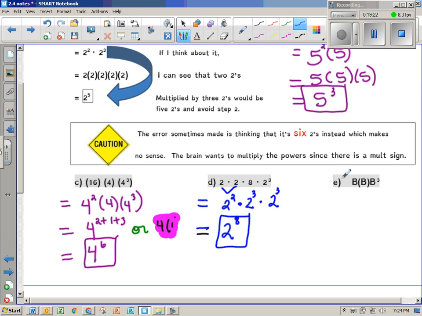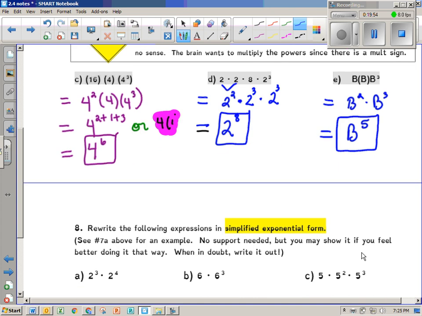Now if you have 1 b times another b, that's b squared. And then if you multiply that times another b cubed, now you've got 2 b's and then 3 b's, so that gives you b to the 5th. Or if you wanted to write it all out the long way in expanded form, you could do that as well, and then just count to see that you have 5 b's.